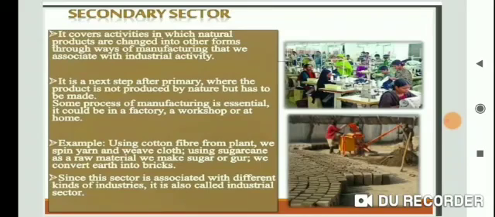Example, students: yarn. Yarn means dhaga, and cloth is woven from cotton. Since this sector is associated with different kinds of industry, it is also known as the industrial sector. A very simple example, students: using cotton fiber from the plant, we spin yarn and weave cloth. Using sugar cane as a raw material, we make sugar. We also convert earth into bricks. Since this sector is associated with different kinds of industry, it is also called the industrial sector.